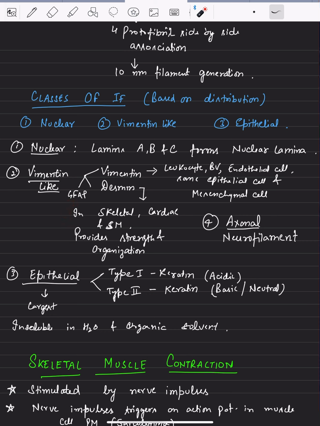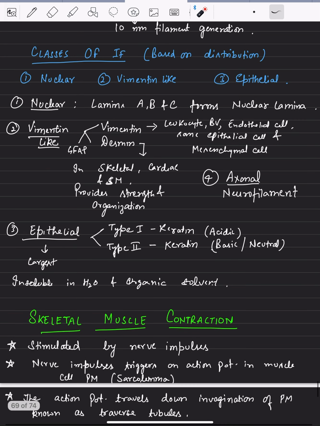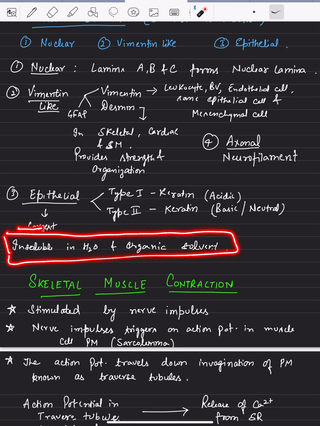So here I will let you know there are different types. We are going to see type 1, type 2, type 3, type 4. Type 1 and type 2 are epithelial type only. Type 3 is vimentin type. There is a table in this lecture only. So for epithelial, you can see type 1 keratin acidic type and type 2 keratin basic type. These are more common in hairs and nails. Keratin is a well known example of the intermediate filament present in hair as well as nails. These are largest as well as insoluble in water and organic solvent.